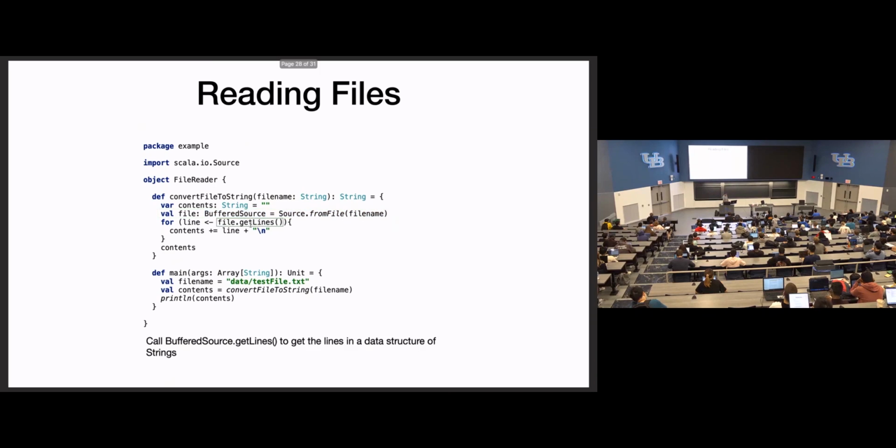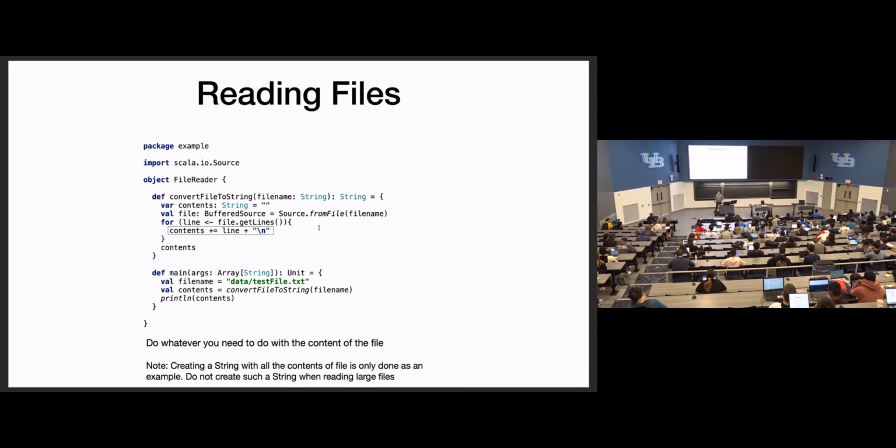That BufferedSource has a method called getLines, which is going to give me a data structure of all of the lines of the file. And then I can iterate over those lines as strings. This is just like getAllLines in Python. So I'm going to iterate over the lines of the file. And then for this example, I'm not doing anything interesting. I'm just creating one string with all the contents of the file.